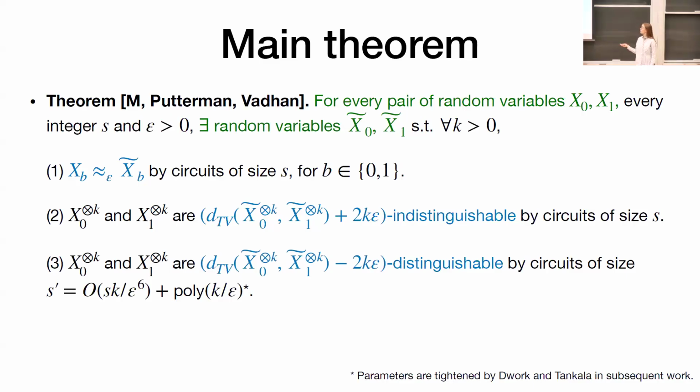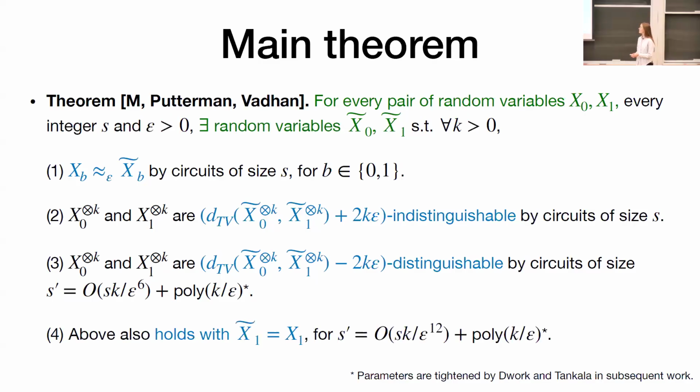x0 and x1 are also total variation distance of the tilde variables distinguishable by circuits of size s prime, where s prime is equal to s up to polynomial factors. So this characterizes the distinguishability of product distributions, and by that we mean the k samples of x0 and x1, by the statistical distance between very related random variables. Finally, I won't get into this in the talk, but this above also holds with x1 tilde set to x1.